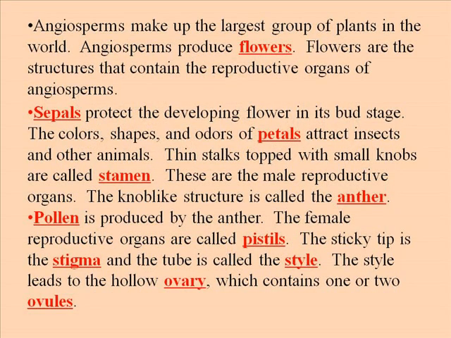Our angiosperms are the largest group of plants in the world. These are going to be your flowering plants. So they are going to produce flowers, which will be the reproductive organ for them. And we're going to look now at the parts of the flower, and I'm going to actually switch over to the next picture, and as we walk through the parts, I will tell you what each structure is and what it does.